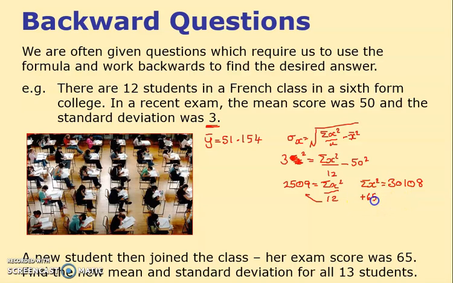Now my plan is to say, well, I know the new student scored 65. So to work out my new sigma squared, I have to square her 65 and add it on. So plus 65 squared. This gives me 34,333. That's what the new sigma y squared is equal to.